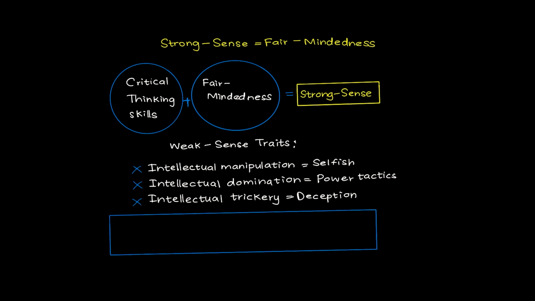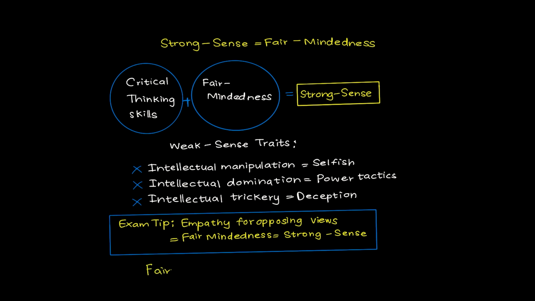Here's a WGU D265 OA exam tip for you. Empathizing with opposing viewpoints signals intellectual fair-mindedness, the hallmark of strong sense thinking. Quick recall hook: fair-mindedness = feel their side fairly.